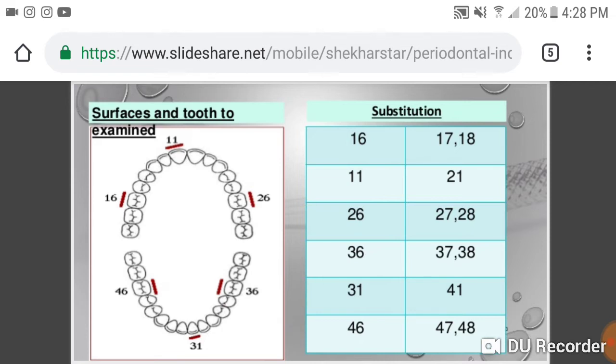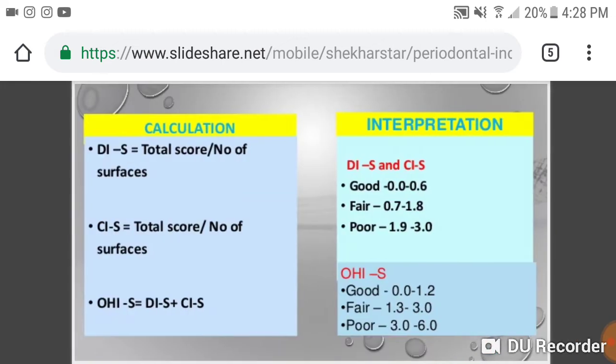Substitution, we have for 1 6 we have 1 7 or 1 8. For 1 1 we can use the 2 1, that's the lateral. For 2 6 we can use the 7 or the 8. That's the second molar or third molar. For 3 6 we can use the second molar or third molar. For 3 1 we can also use the first premolar. For 4 6, that's the lower left first molar, we can use the second molar or the third molar.